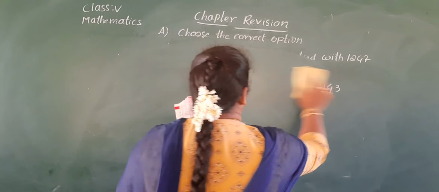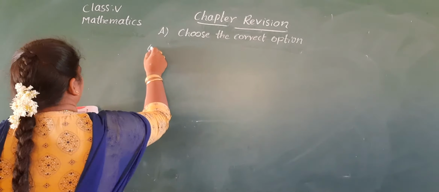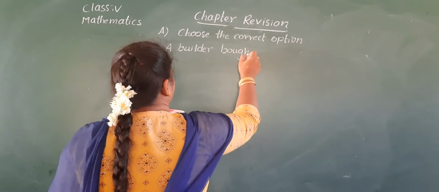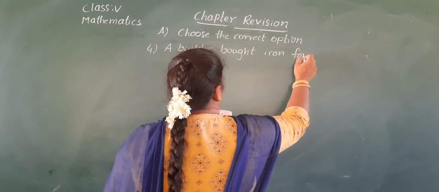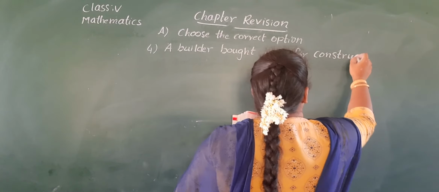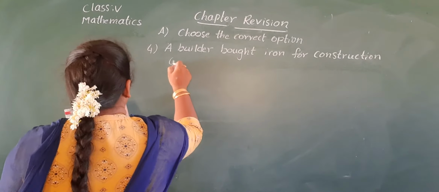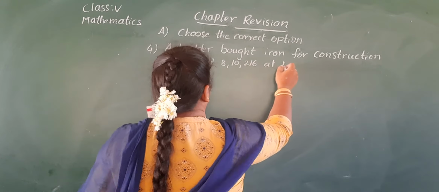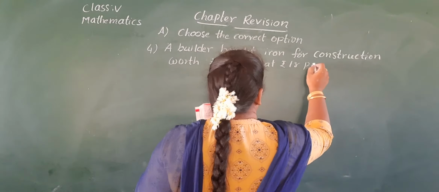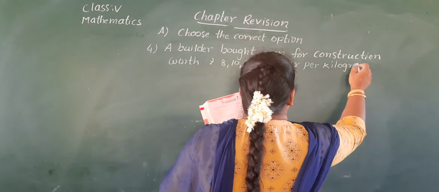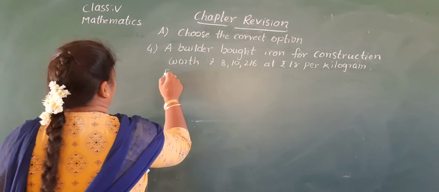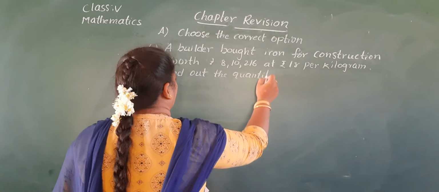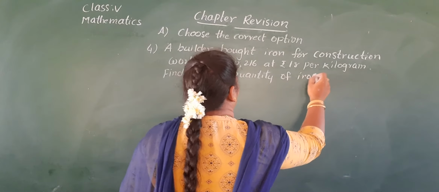So the next problem. A builder bought iron for construction worth 8,10,216 at 18 rupees per kilogram. Find out the quantity of iron bought.